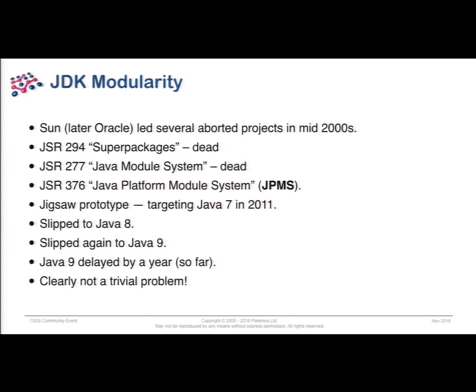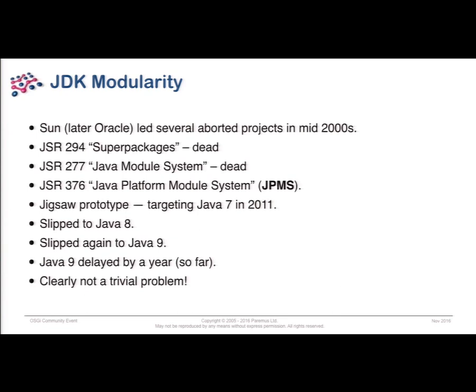So OSGi was not used to modularize the JDK. There were several aborted projects kicked off by, first of all, Sun and later by Oracle, that started in the mid-2000s. Several of these projects started and ran for a couple of years and then failed or were killed off. So does anybody remember JSR 294, the so-called super packages spec? Yeah. That was a bad idea. Later on, JSR 277, the Java module system, that also ran for a few years and then died. Now we have JSR 376, the so-called Java Platform Module System, or JPMS. And that's the module system that I'm going to be talking about in connection with OSGi in this talk.